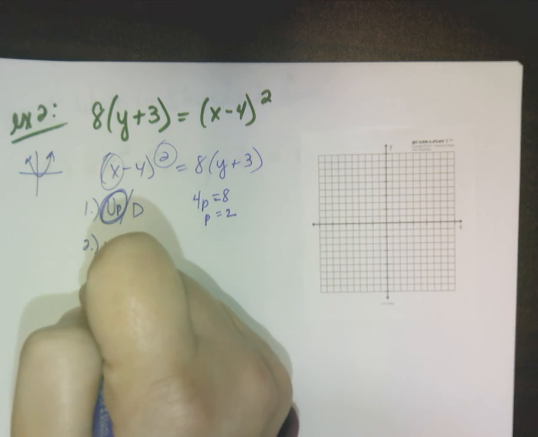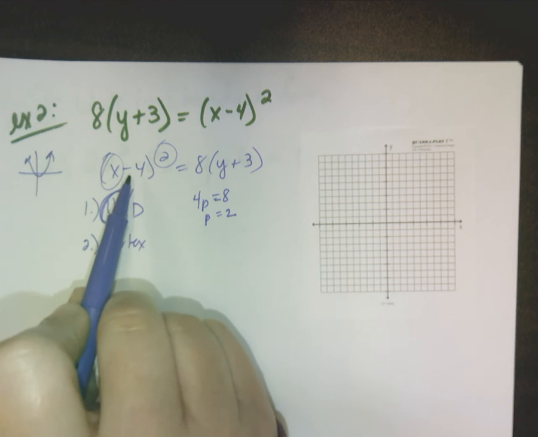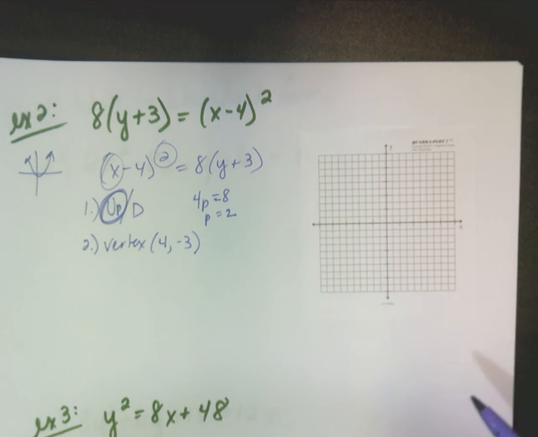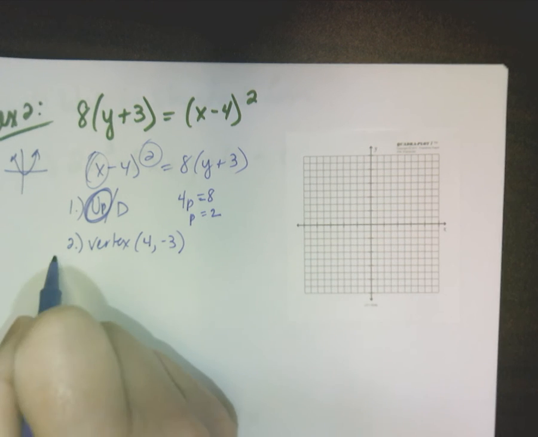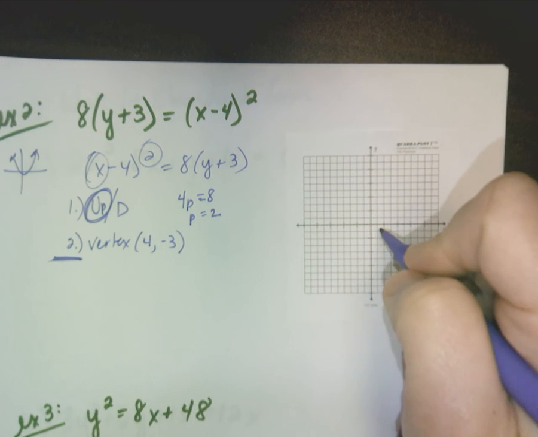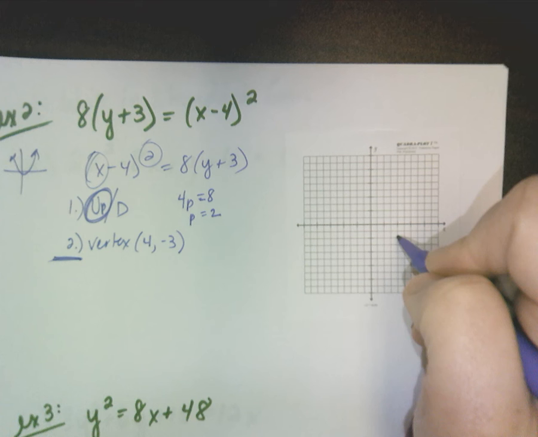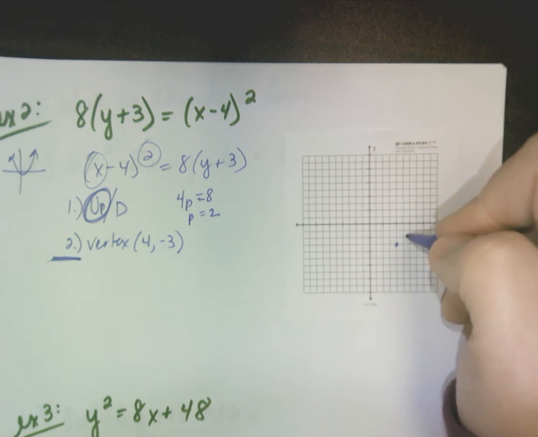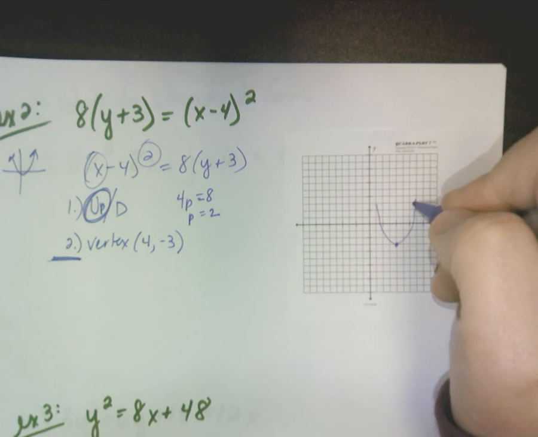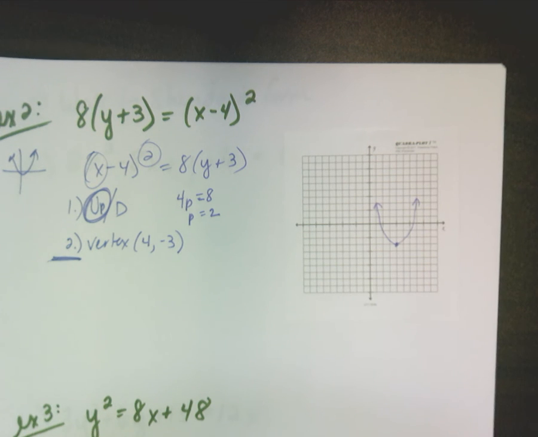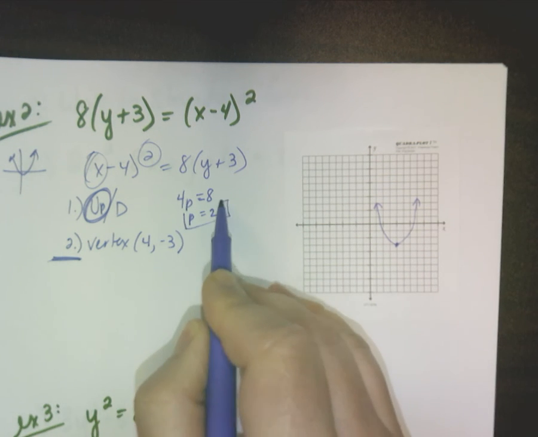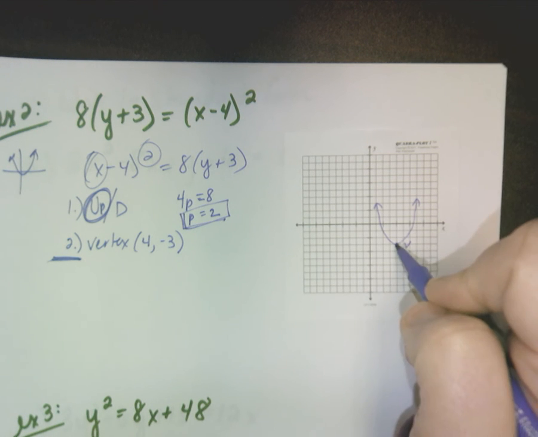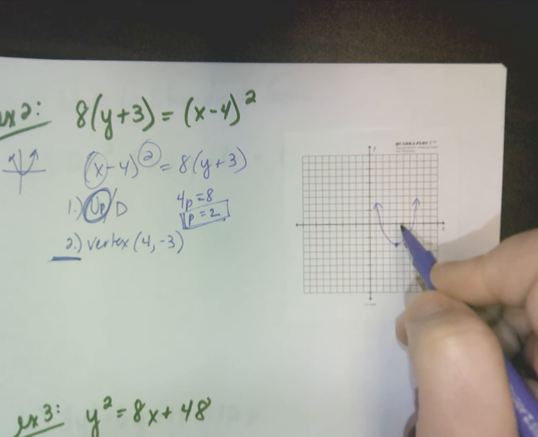Now find your vertex. Change the sign of h, change the sign of k: 4, negative 3. Right here, I graph. So go to 4, and then go down to negative 3. That is your vertex. You're going to draw this up. Don't draw it too tight. Just like that. You're going to take your magical number 2, and from the vertex, you're not going to go right and left. No, you're going to go up and down because it's an up-down graph.